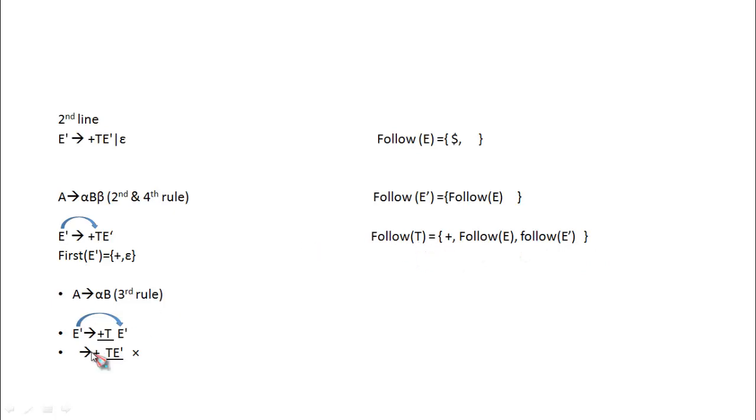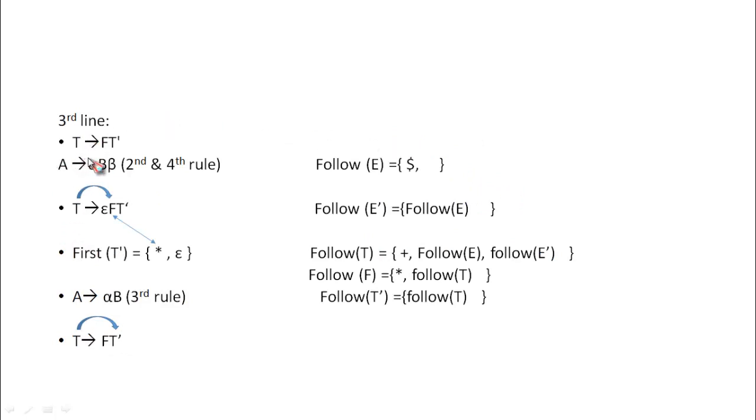For the third rule, plus T is alpha and B is E prime, that is correct, but with plus as alpha and B as T E prime, that is not correct, because these are two non-terminal symbols. So follow of E prime placed in follow of E prime is the same, so we do not put anything here.